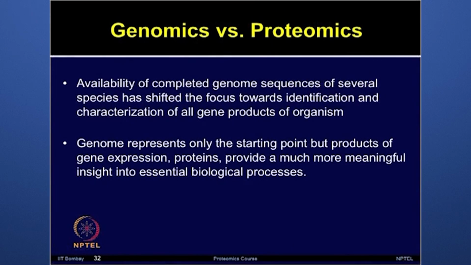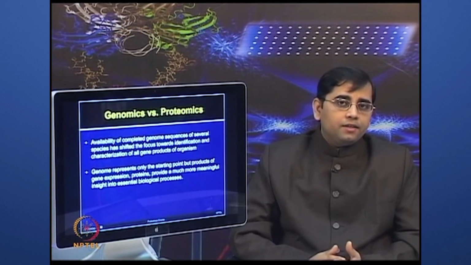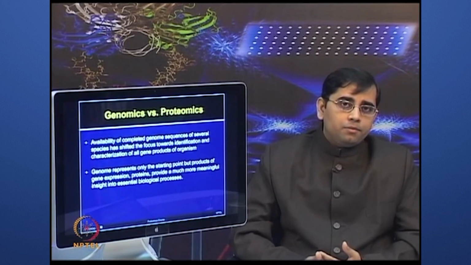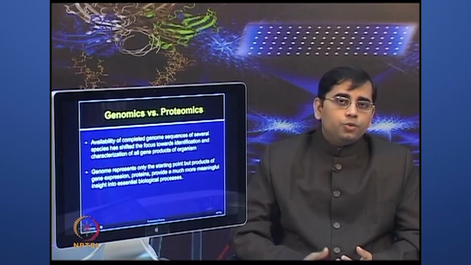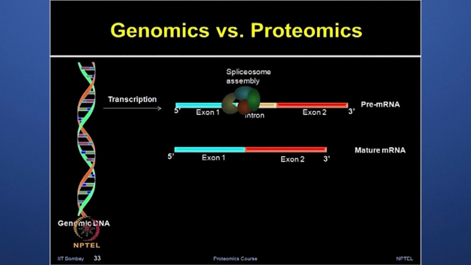So, there are various reasons if you compare genomics versus proteomics to look at the advantages and disadvantages of each method. The genome represents only the starting point towards understanding the complexity of biological functions. The proteins provide a much more meaningful insight into the complex biological system and the mysteries associated with it to understand the biological processes. So, unlike the genomic DNA, proteins do not contain intervening sequences, introns, and are directly indicative of cellular functions.